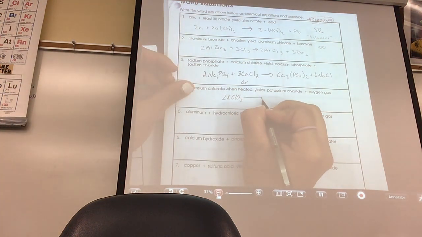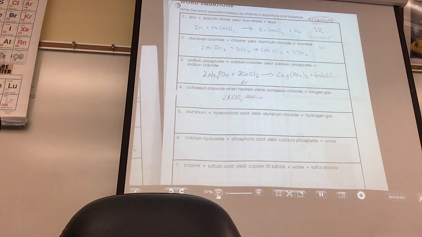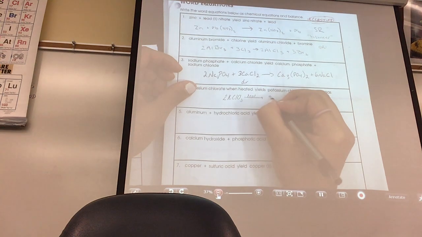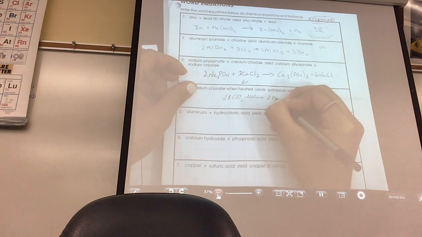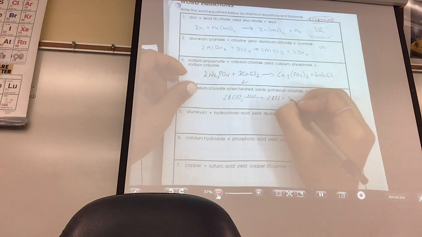What if I had a catalyst? A catalyst is not a reactant, and it's not a product, because it doesn't change. So I'd write that above the arrow too. Heat, I'd put above the arrow. Okay, next.